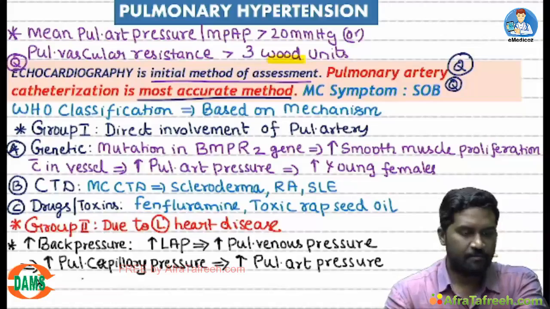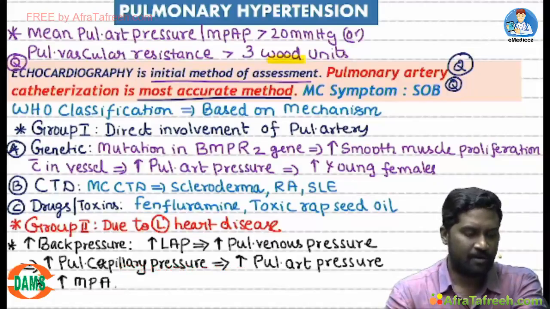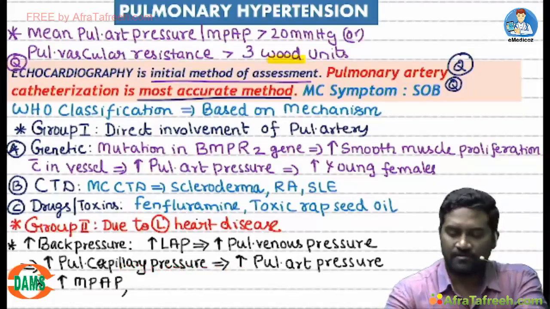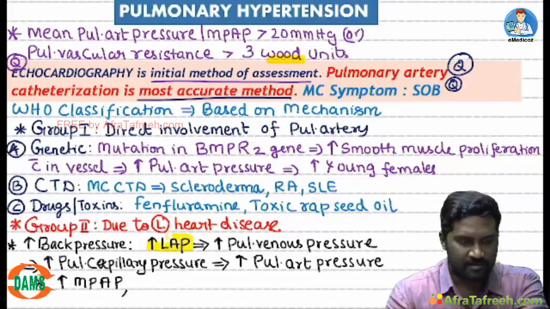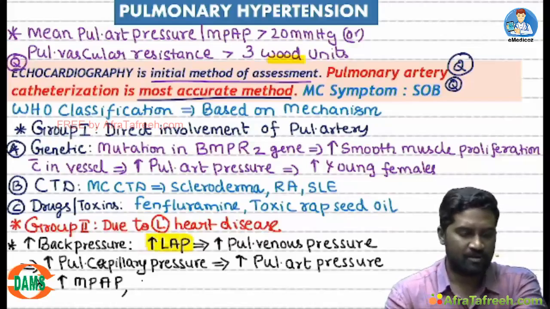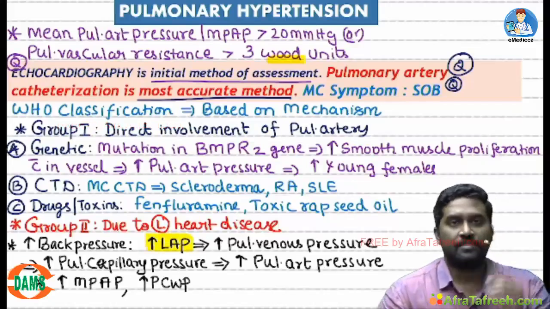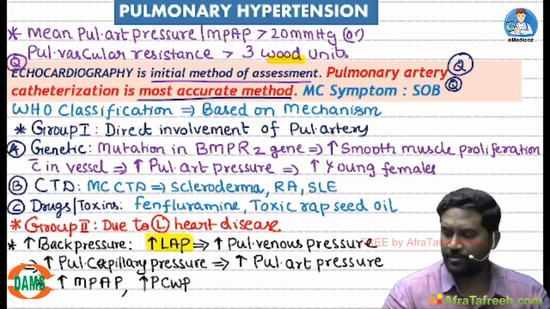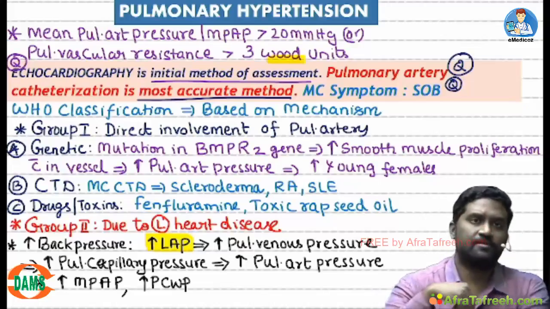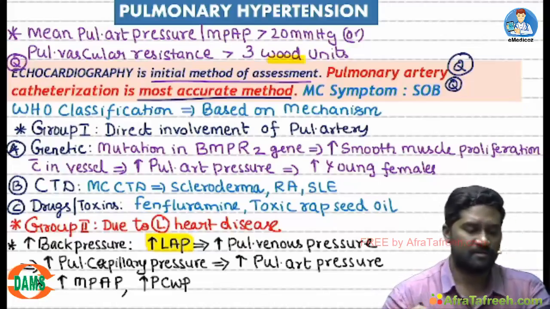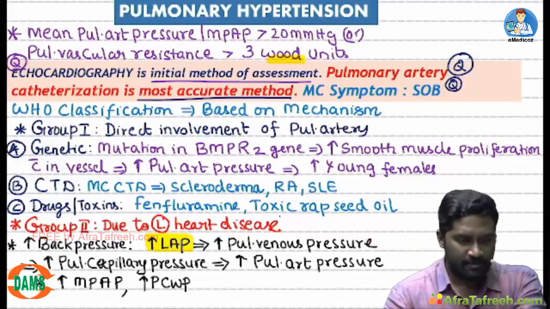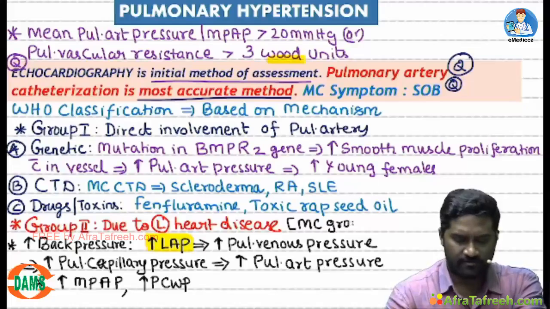Because there is pulmonary hypertension, there will be elevated MPAP. Along with that, because it is due to left heart disease, there is increased left atrial pressure. What else will be elevated? PCWP will also be elevated. There will be increased MPAP and increased PCWP. And moreover, this group 2 is considered the most common group responsible for pulmonary hypertension.